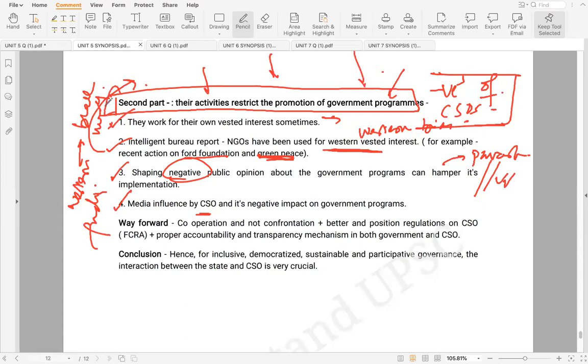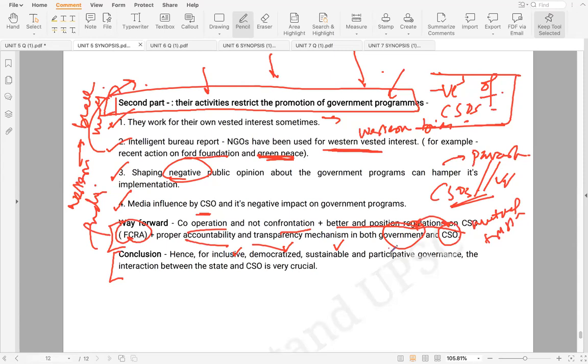Because you've talked about the negatives, but it's a positively connotated concept of CSOs in general, we'll try to conclude it with a way forward of how to improve it, and then a good conclusion. Cooperation and not confrontation, with positive regulations on CSOs. For example, the Foreign Contribution Regulation Act has to be properly implemented. Proper accountability and transparency needs to be put in place, not only for the CSOs but also for the government, so that there's mutual trust between the two. Conclusion: hence, for inclusive, democratic, sustainable, and participative governance, the interaction between the state and CSOs is very crucial and needs to be improved. That's it.